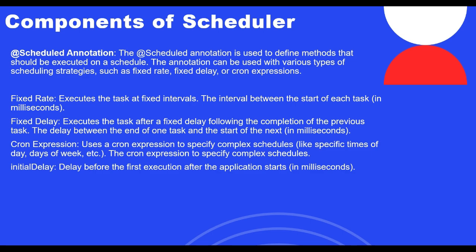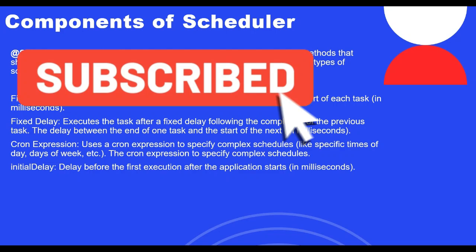So what does it mean when you say fixed rate? It is going to execute at a certain fixed interval. Let's say you have a specific task which has to be executed at the start of this particular interval, in milliseconds.